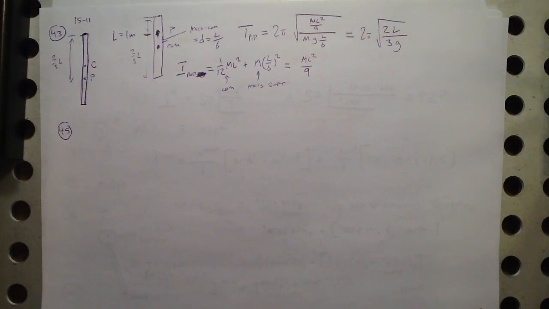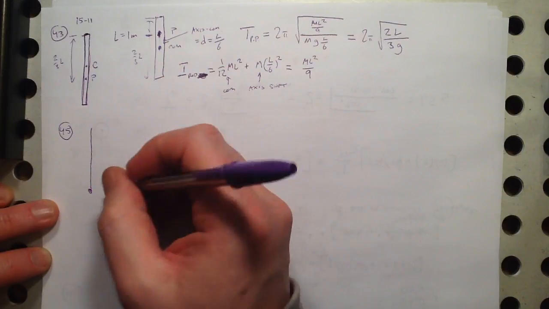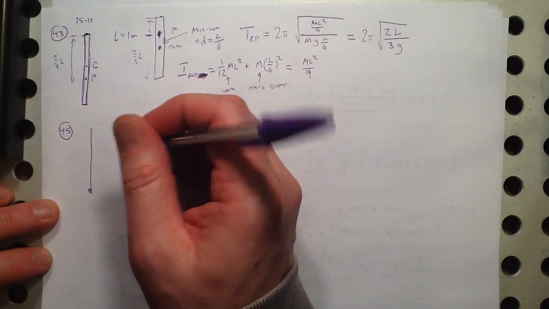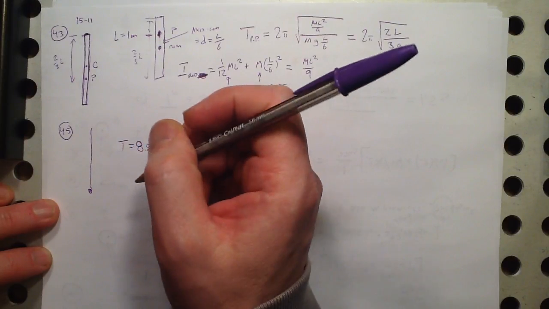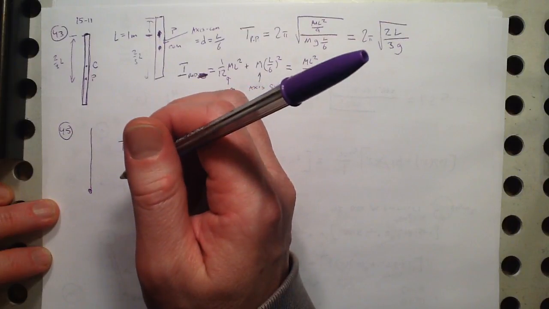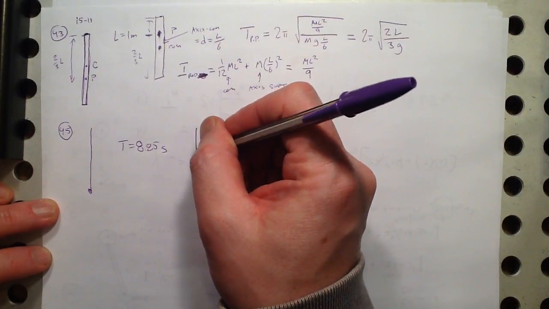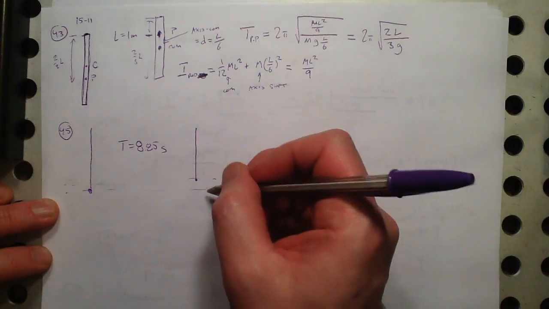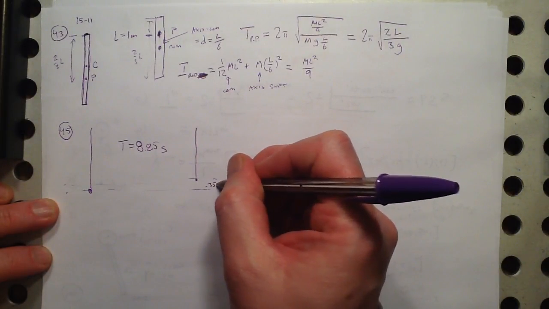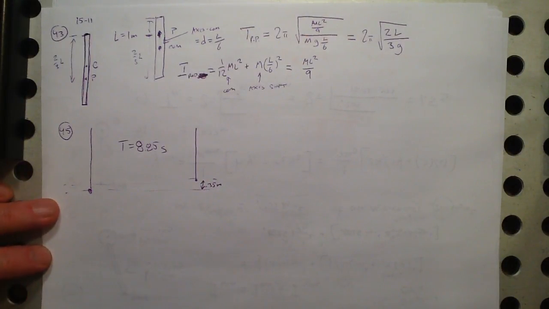Number 45. A performer seated on a trapeze is swinging back and forth with a period of 8.85 seconds. She stands up, raising the center of mass of the trapeze and performer system by 35 centimeters. So the difference between here and here would be 0.35 meters. Then what would be the new period of the system?